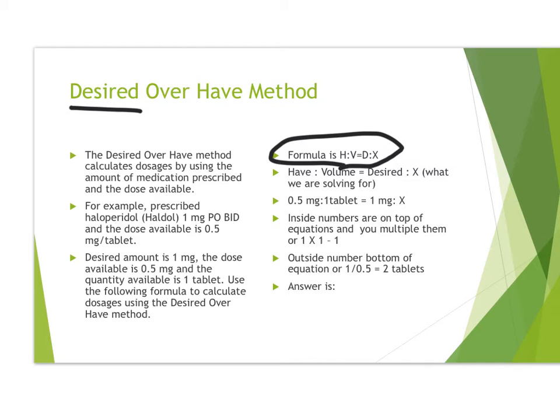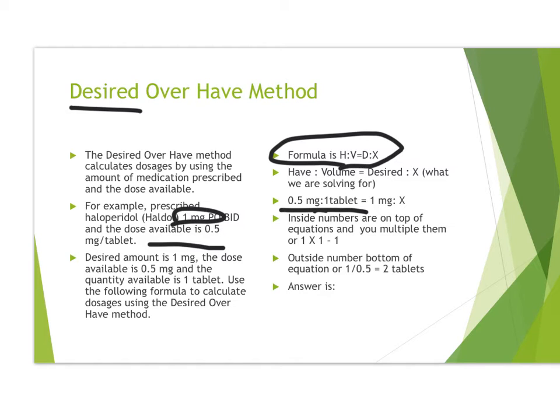So with the Haldol, what do we have? It tells us right here what's available is 0.5 milligrams per tablet. So you have 0.5 milligrams and your volume is a tablet. What do we need? Well, what was prescribed? 1 milligram, and we're solving for X.